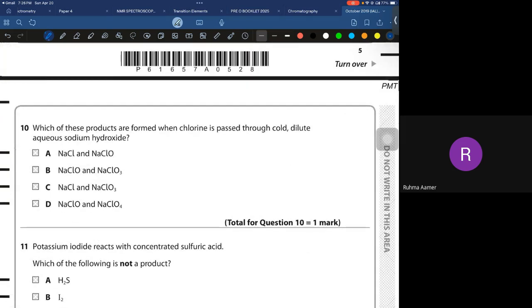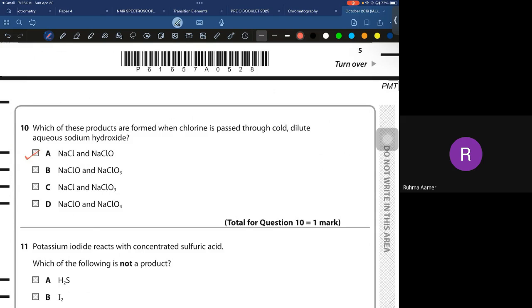Question number 10. It's related to the halogens, like group 7 elements. Which of these products are formed when chlorine is passed through cold dilute aqueous sodium hydroxide? We had two reactions, with cold and then with hot. With hot, NaClO3 was formed, and with cold, only NaClO was formed. So that's why the answer is A. It's purely memorization. If you know the reaction, you would take the correct option, and if you don't know the reaction, you would not be able to do this question. It's totally related to memorization.